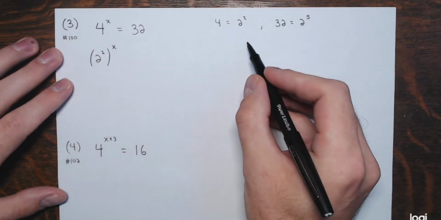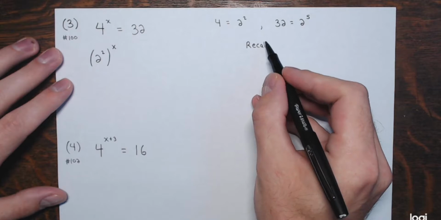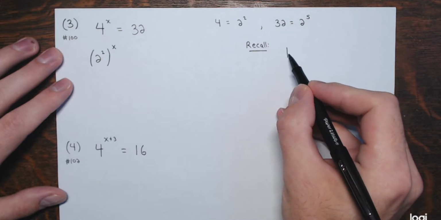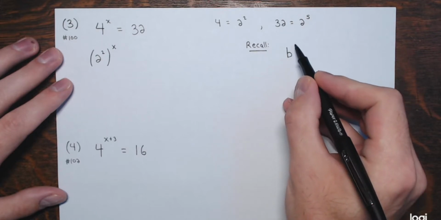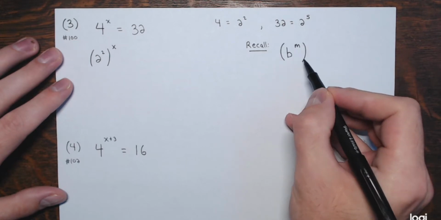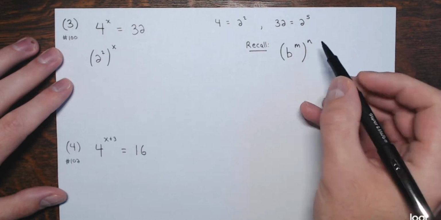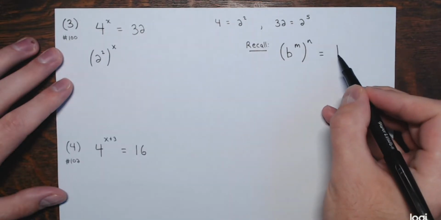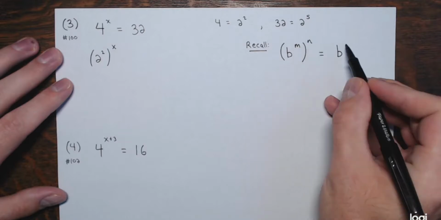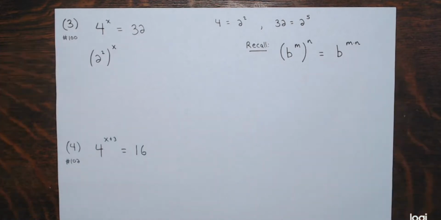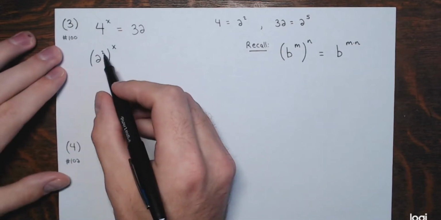Now, I'm hoping you recall some properties of exponents. There was that power to a power rule. If I take a number, raise it to a power, say b to the m, and then raise that to another power, so b to the m and then that to the nth, you can keep that base b, and the new exponent will be the product of these exponents, m times n. So I'm hoping that sounds familiar, the power to a power property. I'm going to be using that here.